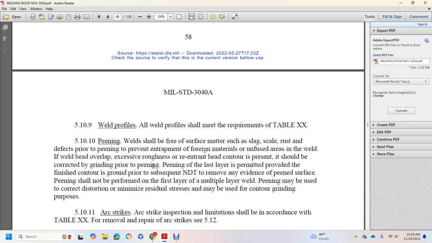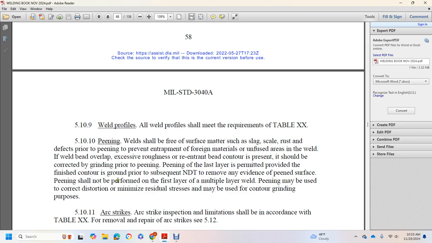The weld overlap, excessive roughness, and re-entry bead contours should be corrected. Grind prior to the peening. Peening of the last layer is permitted, provided with the finished contour ground prior to the non-destructive testing, removing any evidence of the peened surface. Peening should not be performed on the first layer of a multi-layer weld.